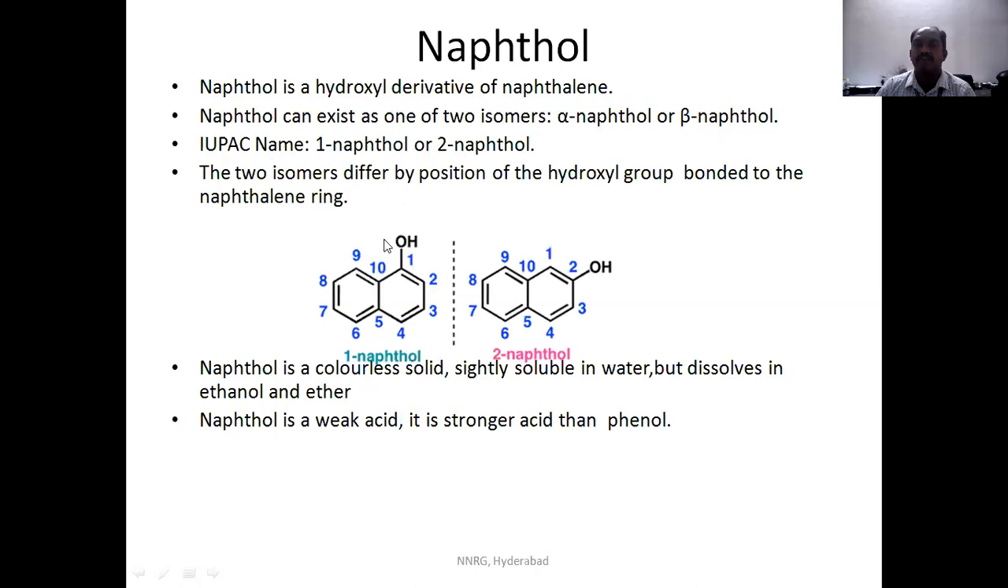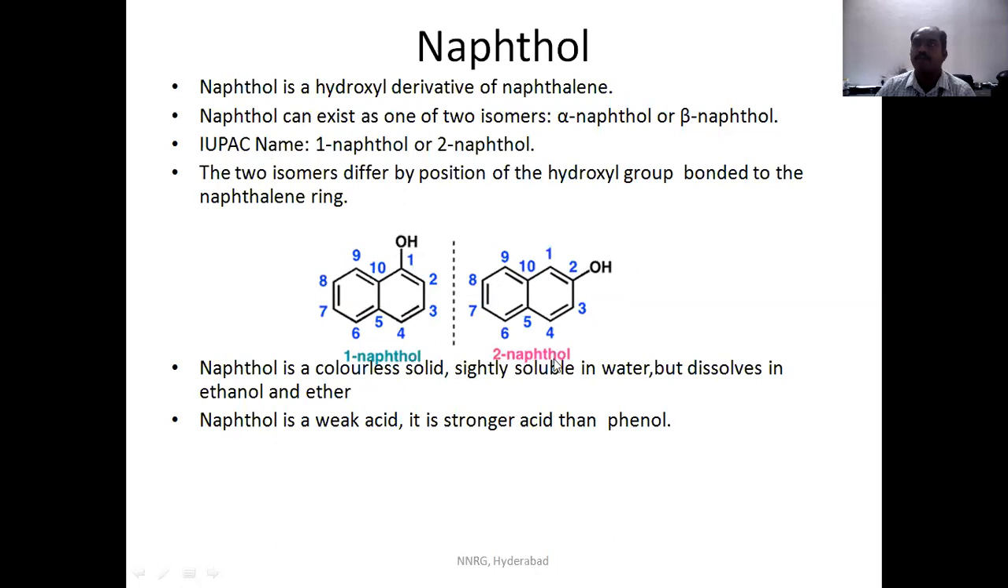1-naphthol is called alpha naphthol because the hydroxy group is present at the alpha position, and 2-naphthol is called beta naphthol because the hydroxy group is attached at the beta position. So numbering can be done in this pattern. These two are isomers which differ by the position of the hydroxy group bonded to the naphthalene. Naphthol is a colorless solid and slightly soluble in water, similar to phenol.